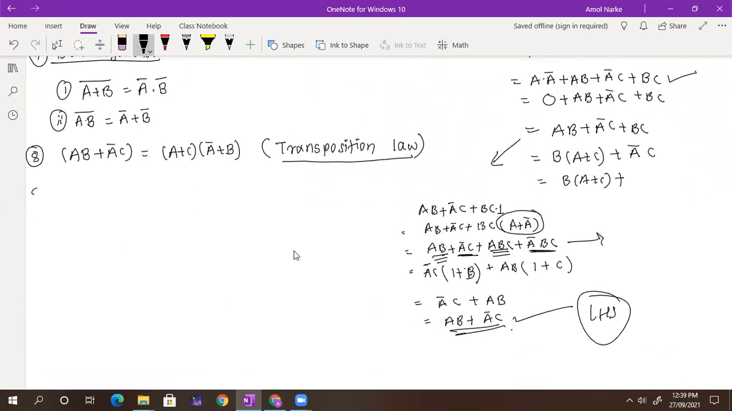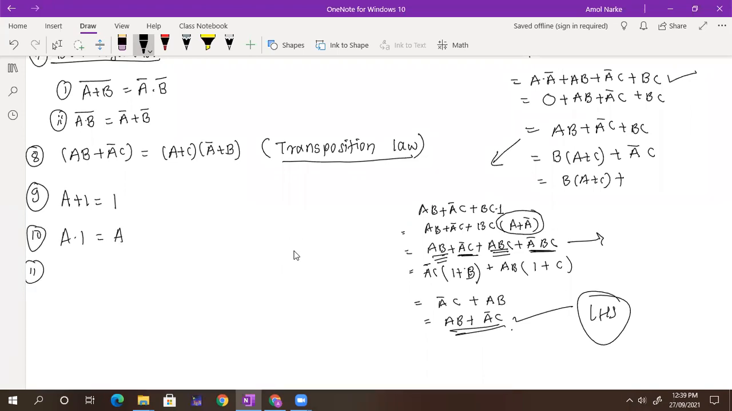Tell me which you need. A plus 1 is always 1. That is 10. And A dot 1. What is A dot 1? A. You are getting A itself. Very good. 11. What is next?